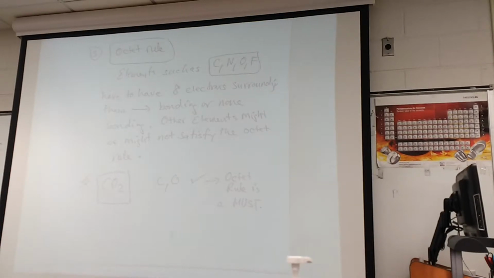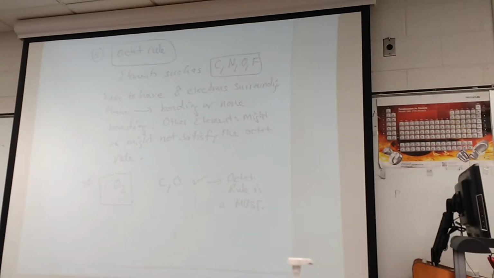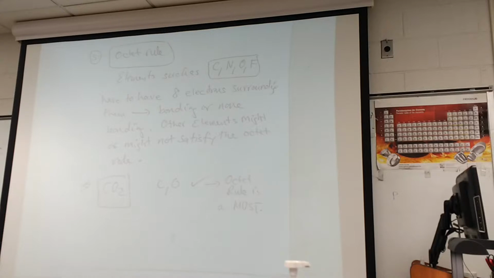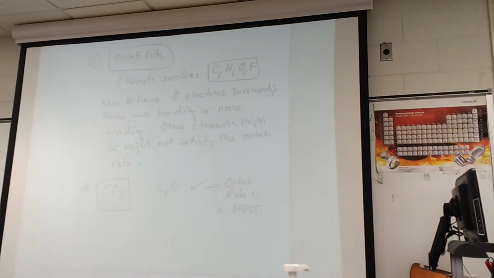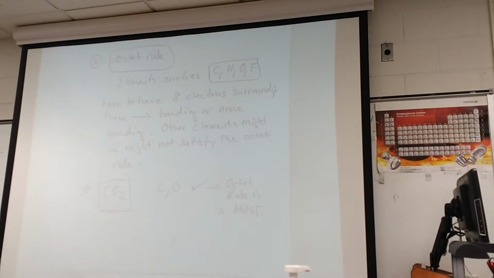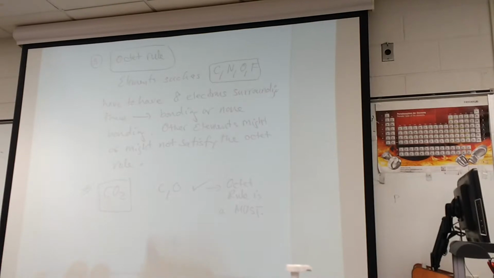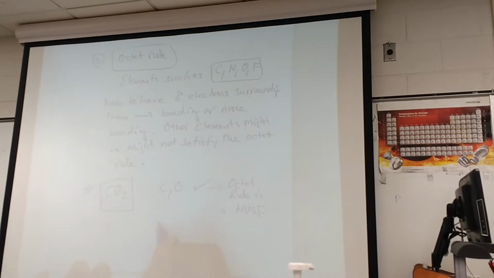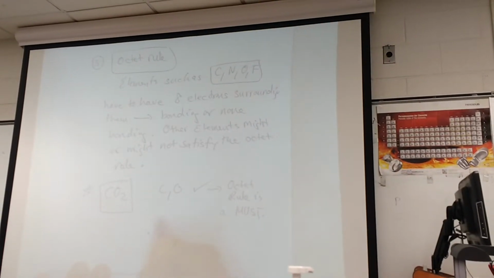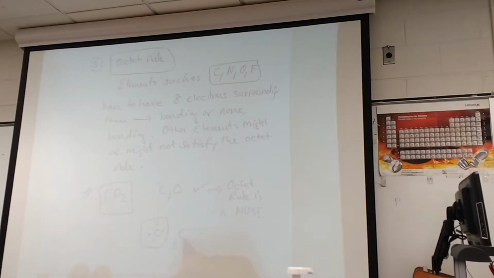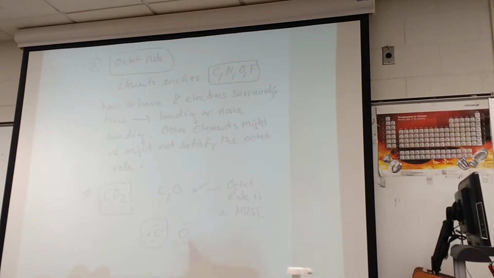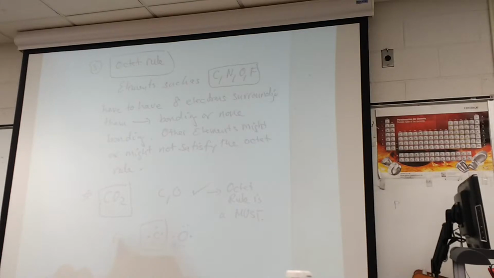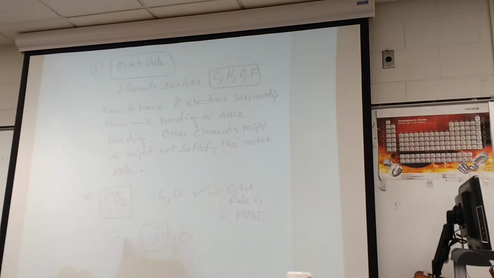Well, oxygen is the most electronegative. If you look at the electronegativity table in your book, we'll come back to it later. That's chapter 7. Carbon has 4 valence electrons, 1, 2, 3, 4. Oxygen has 1, 2, 3, 4, 5, 6, so oxygen has 6 valence electrons.